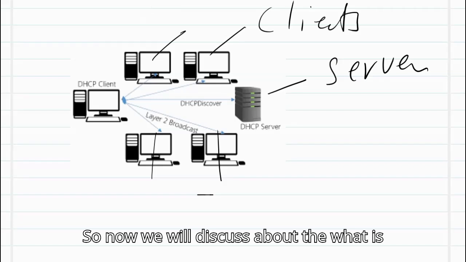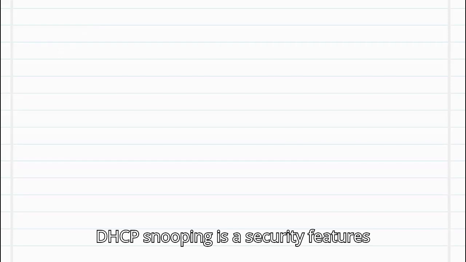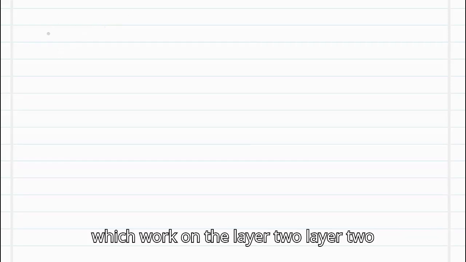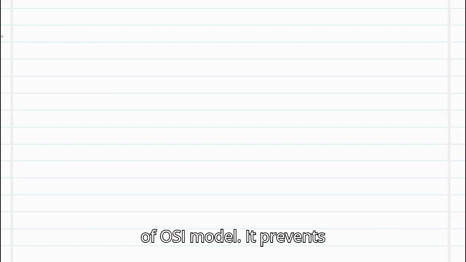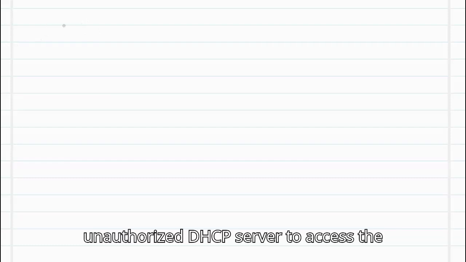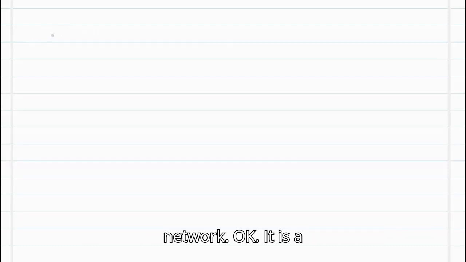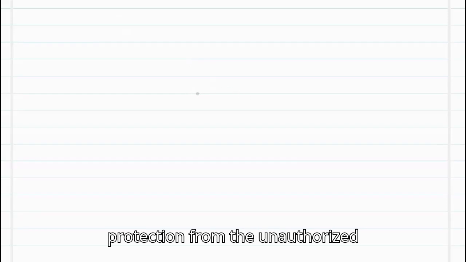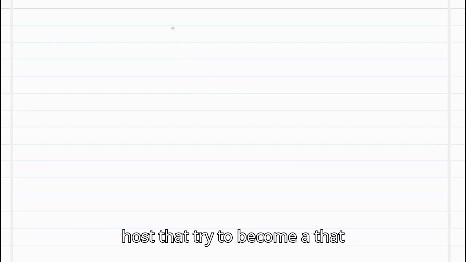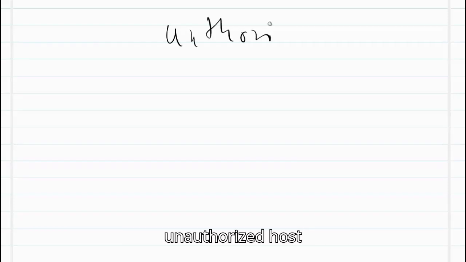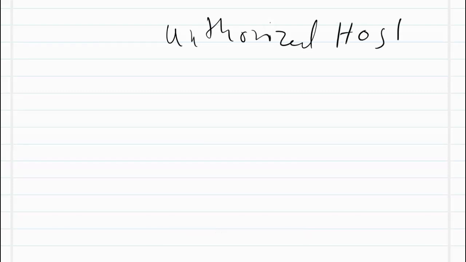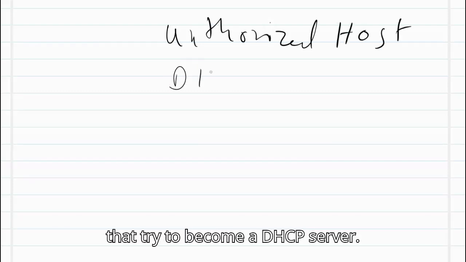So now we will discuss what is DHCP snooping. Basically, DHCP snooping is a security feature which works on layer 2 of the OSI model. It prevents an unauthorized DHCP server from accessing the network. It is a protection from the unauthorized host that tries to become a DHCP server.